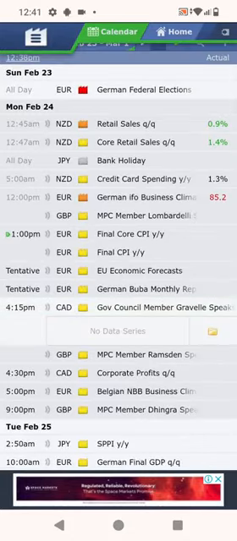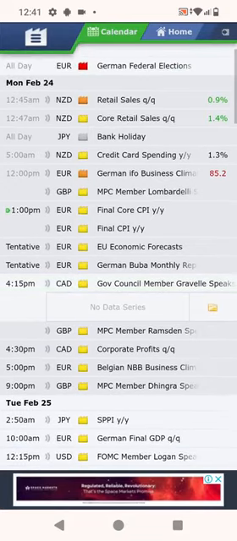See JPY bank holiday, so don't touch anything that has JPY on it. It might be very slow or not moving at all. Euro, you can look for something that has euro in it.